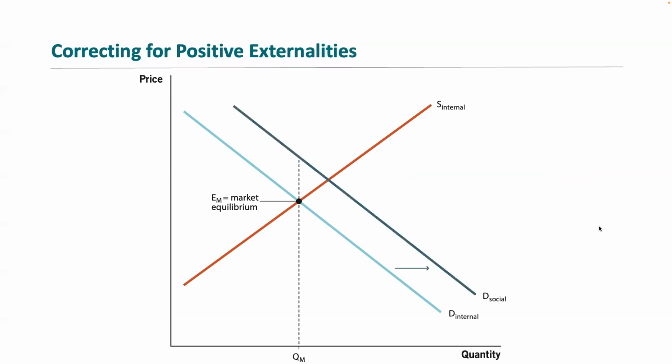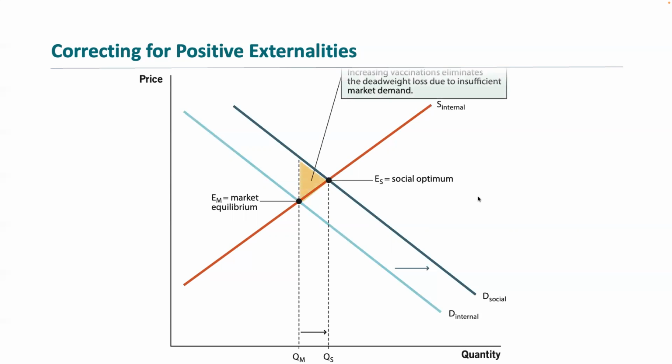If everyone takes all benefits of vaccines into account, that demand curve will shift all the way over to the right. Demand will increase, and the new social optimum will be at our ES, or new equilibrium point. Increasing vaccines will eliminate the deadweight loss due to insufficient market demand.